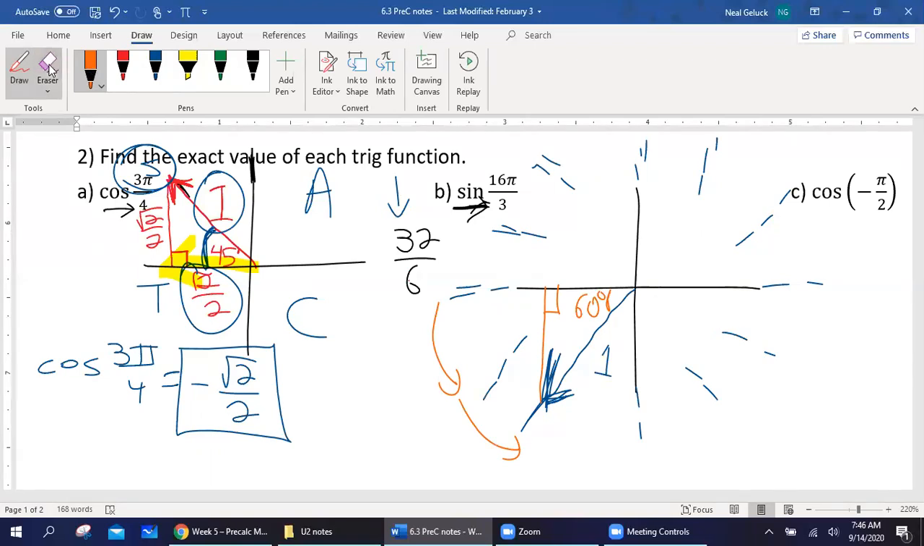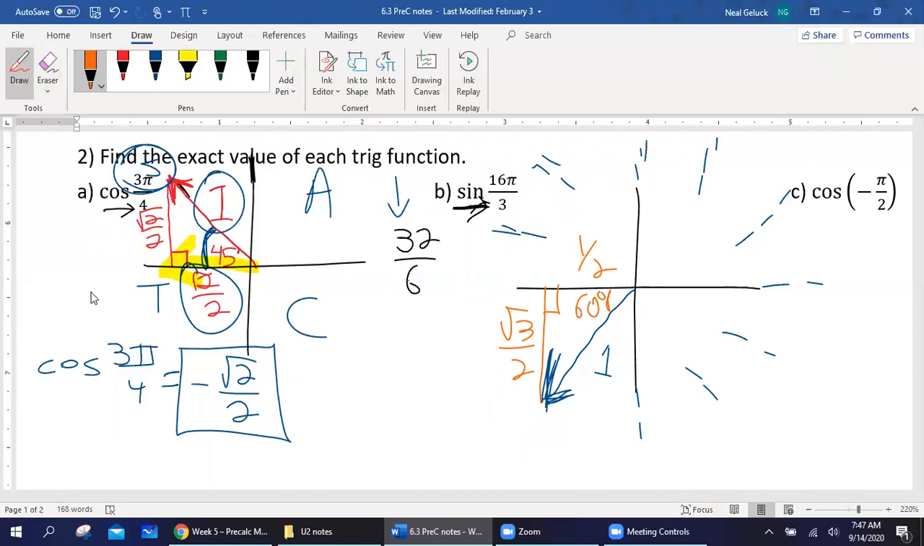Okay, now I'm ready to label the sides of my triangle. And this is where I have to use the special right triangle rules. On the 30, 60, 90, the short leg is half the hypotenuse. So if the hypotenuse is 1, the short leg is a half. The long leg is the short leg times √3. So if I times 1/2 by √3, I get √3 over 2.